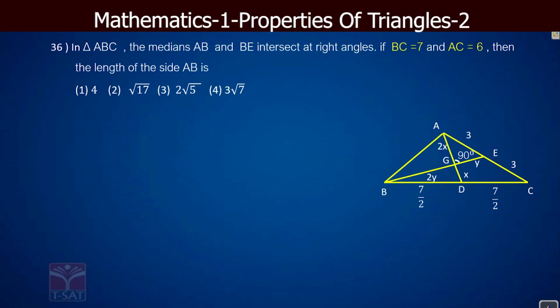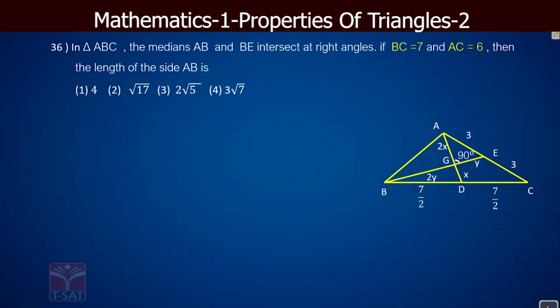Next, 36. Here, this is a very good problem. In triangle ABC, the medians AD and BE intersect at right angles. If BC is equal to 7 and AC is equal to 6, then the length of the side AB is equal to: 1) 4, 2) root 17, 3) 2 root 5, 4) 3 root 7.